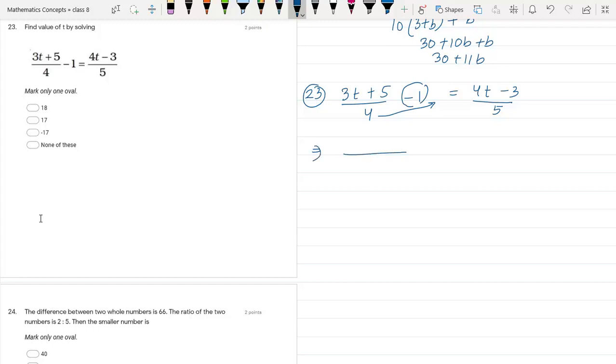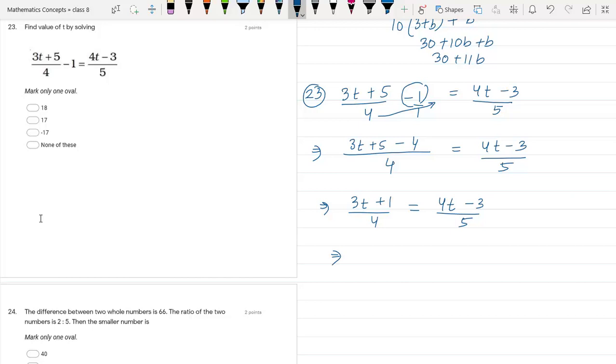So let's take the LCM. 4 will come in the denominator, this will remain as it is, we have a negative sign. So we can see here 1 was there, so 1 times 4 is 4, minus 4, is equal to (4t minus 3) upon 5. So let's solve it. It becomes (3t plus 1) upon 4 is equal to (4t minus 3) upon 5. Now we can do cross multiplication easily.